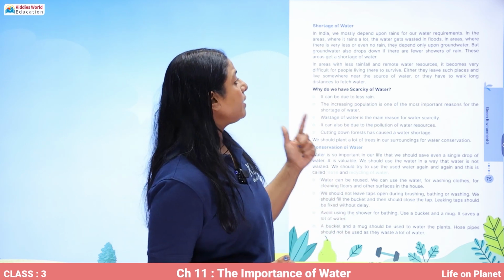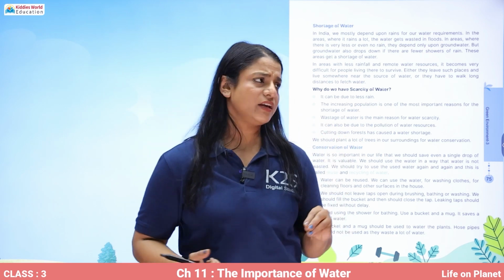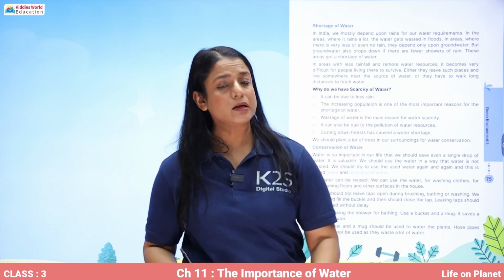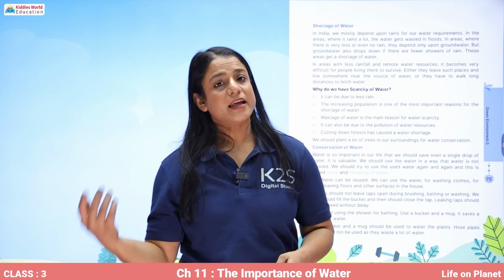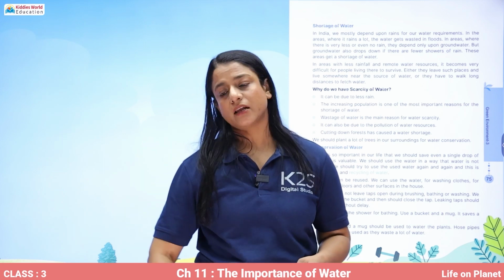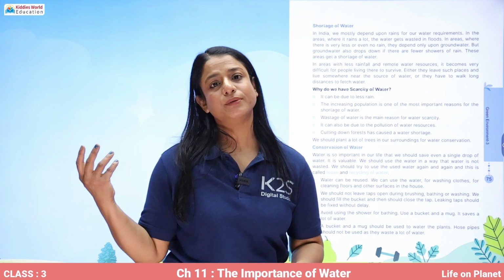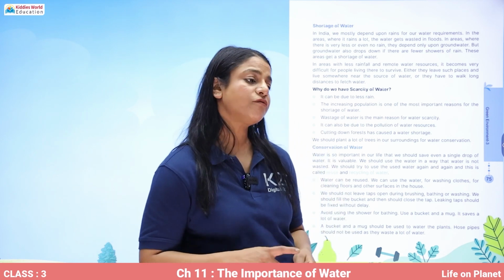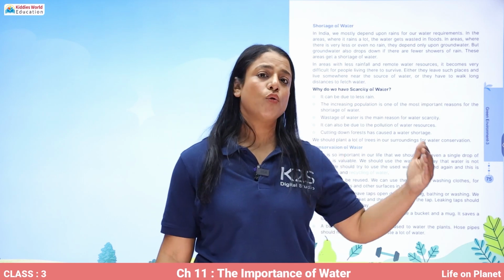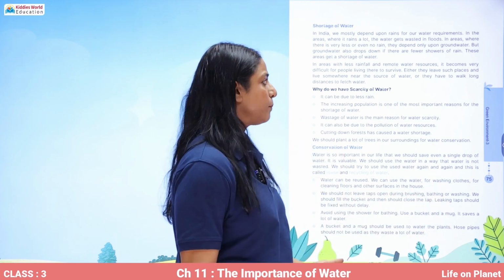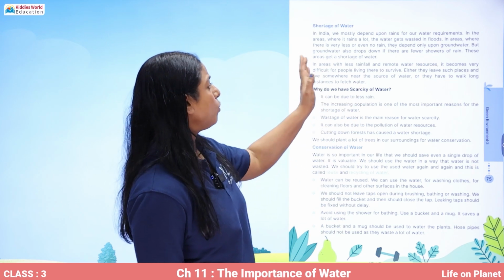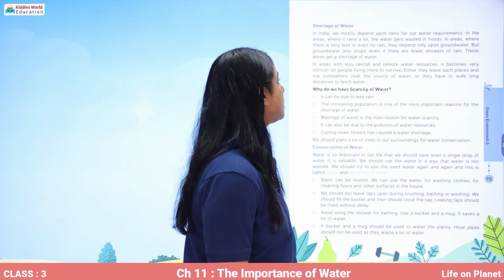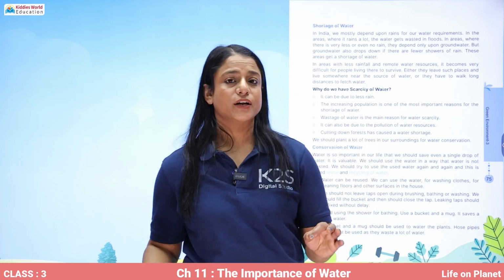And in areas where there is very little or even no rain, they depend only on the groundwater. And if there is no rain, the groundwater keeps on depleting, and there will be no groundwater at all if there is no rain for a stretched period of time. So the groundwater drops down if there are fewer showers of rain. So these areas get a shortage of water.